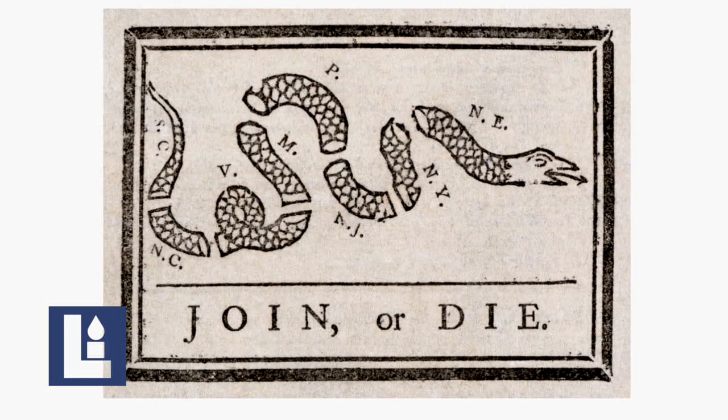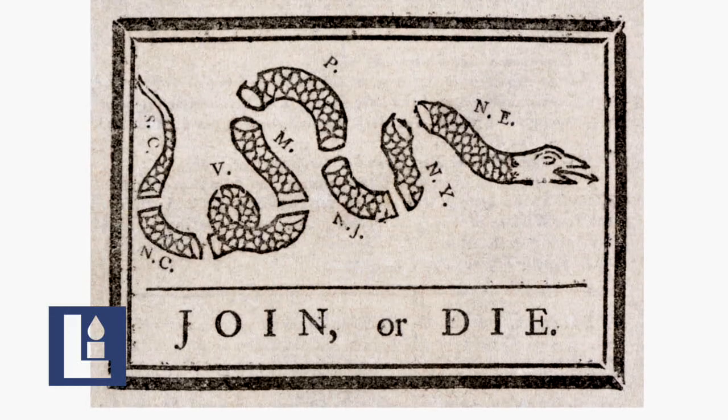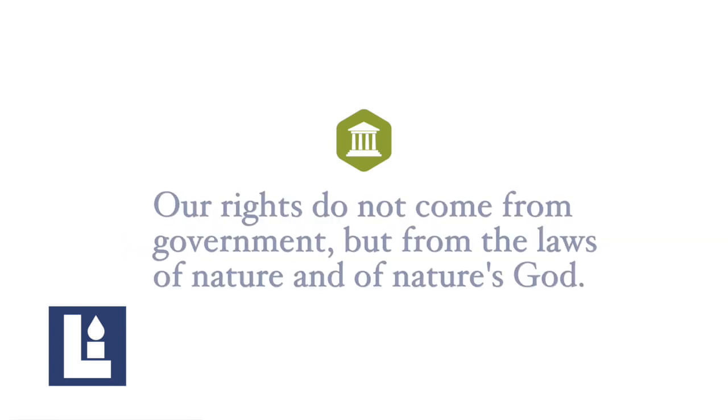America is unique because it has claimed a new basis of political legitimacy, that all men are created equal, that political legitimacy is derived from the consent of the governed, and that our rights do not come from government, but come from the laws of nature and of nature's God. Well, what does this mean? Let's take each of those three ideas and let's break them down.